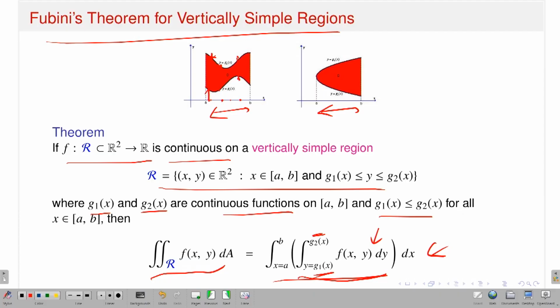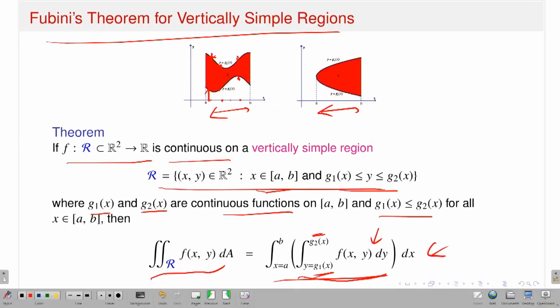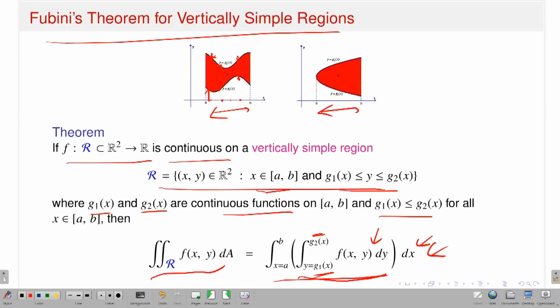So, now since x is varying from a to b, you have to first perform your y integral. That means you first integrate the function f of x y with respect to the y variable, keeping x fixed, because y is varying from g1(x) to g2(x). Then this will give you a function of x and you perform the integral with respect to x. So, if I have a vertically simple domain, first you perform the y integral and then the x integral, because the variable y varies from one function of x, g1(x), to g2(x). Therefore, it is natural to perform the y integration first and then the x integral, and this will give you the double integral of f over that vertically simple region.